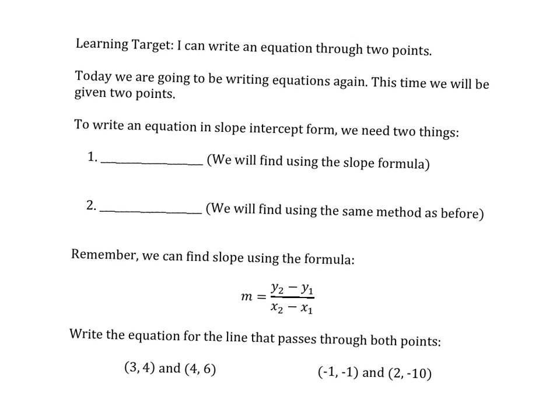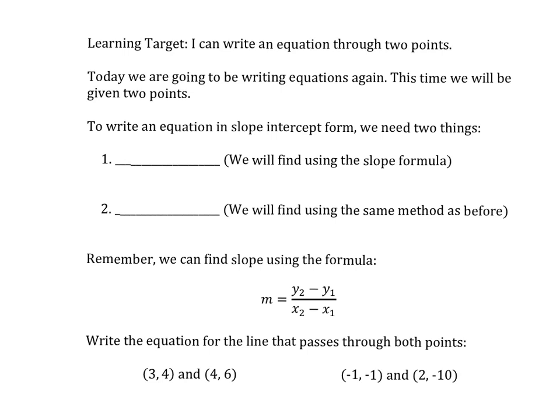Our learning target today is I can write an equation through 2 points. So today we're going to be writing equations again, but this time we will be given 2 points instead of having a slope. But similarly, we still just want to write an equation in slope-intercept form, and we need the same 2 things. The first thing we need is the slope, and we will find this using the slope formula that we've used before. Then we also need to find the y-intercept, and we will find this using the same method that we used before, substituting in a point.